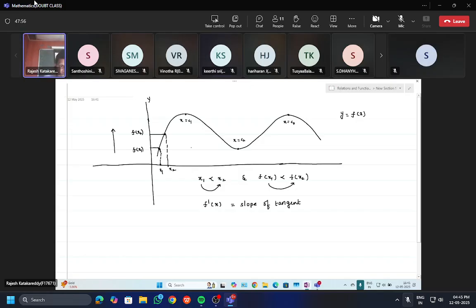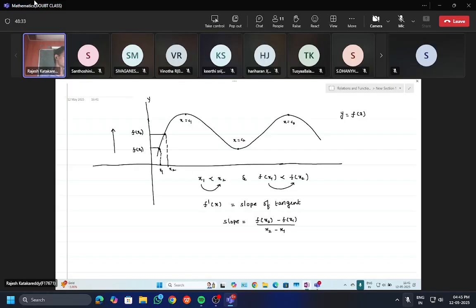So the slope of the tangent. Now let us take x1 and x2 as two points. First, let us find the slope of the secant, the chord also we can call it, right? So the slope is y2 minus y1 by x2 minus x1, which is f of x2 minus f of x1 divided by x2 minus x1. If x1 and x2 are very close to each other, the slope becomes the slope of the tangent.